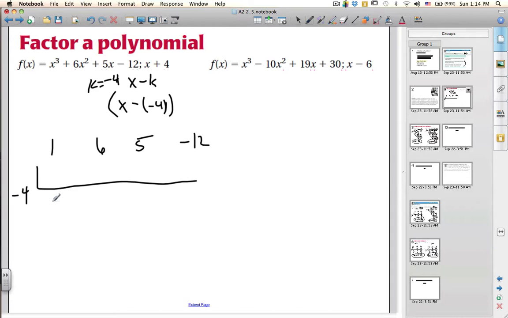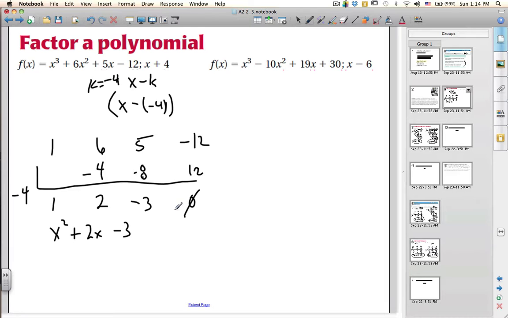So I'm going to add down. I get 1 times -4 is -4. Add down. 6 plus -4 is 2 times -4 is -8. 5 plus -8 is -3 times -4 is 12. -12 plus 12 is 0. As promised, I got a 0 as a remainder. And here's what I have left. I have x squared plus 2x minus 3.